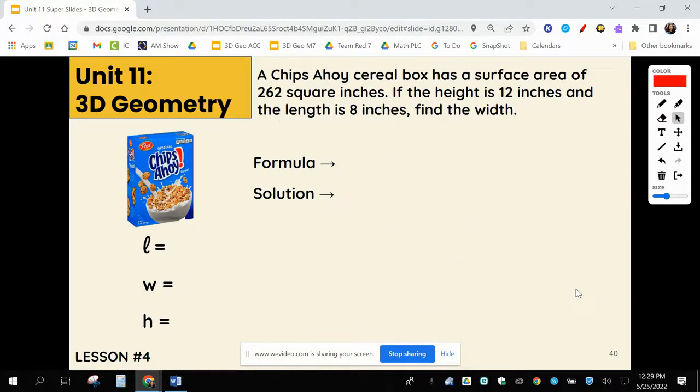All right. A Chips Ahoy cereal box has a surface area of 262 square inches. If the height is 12 inches and the length is 8 inches, find the width. So here they told me that the surface area is 262 square inches. They said the height is 12, and they said the length is 8. So filling in what we know, I know the length is 8. I do not know the width, but I know the height is 12, and the surface area is 262. So carefully write down your formula. Surface area equals 2 length width plus 2 length height plus 2 width height.